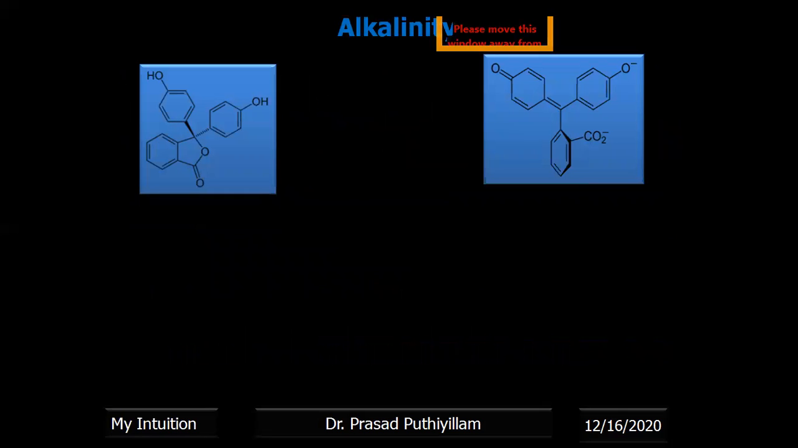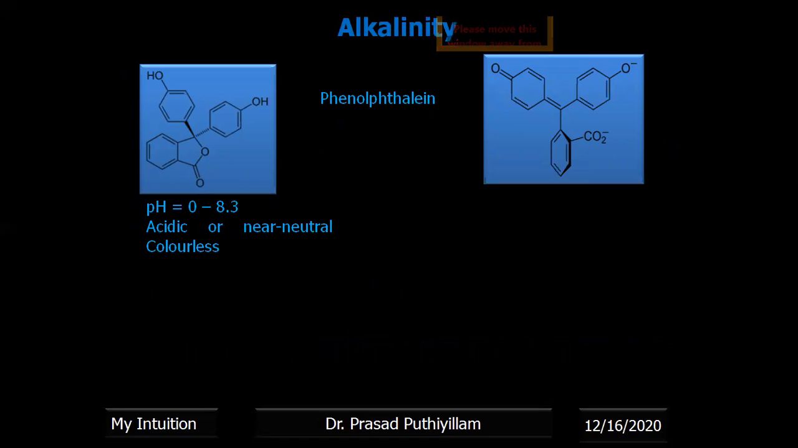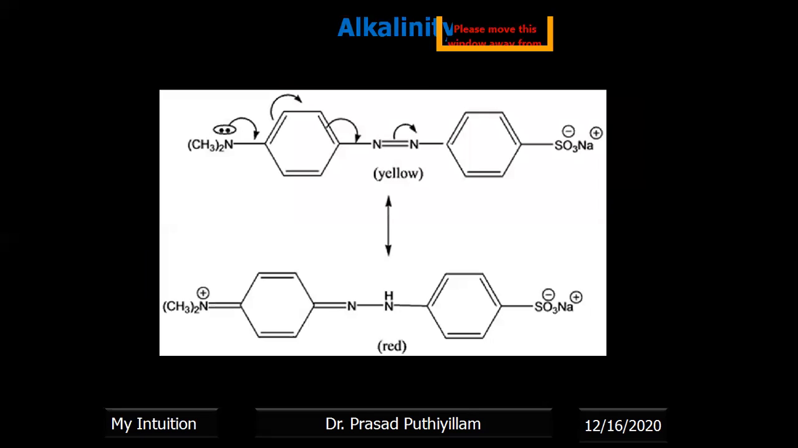The indicators used for estimation of alkalinity with acid are phenolphthalein and methyl orange. Phenolphthalein at pH 0 to 8.3, that is acidic or near neutral pH, has the structure given here, which is colorless. Whereas if the pH value is 8.3 to 10, when it becomes basic, it is pink in color. That means phenolphthalein indicator is pink in basic solution and becomes colorless when it becomes acidic.